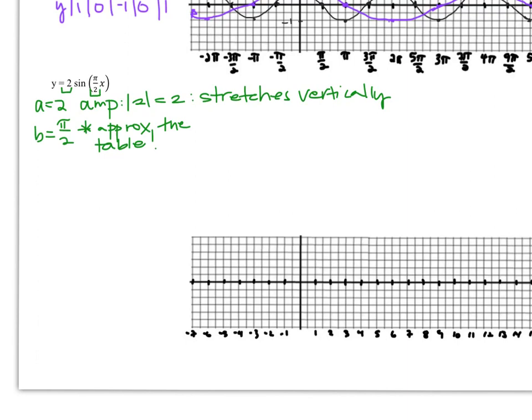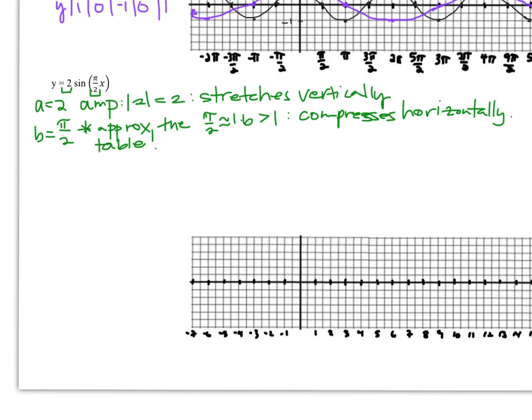So pi over 2, we know, is about 1.6. That's what we wrote on the front, or up above for the approximations. 1.6 is greater than 1, so that means the graph is going to compress, whoopsie, there we go, compress horizontally. So this graph is going to change in a couple of different ways.